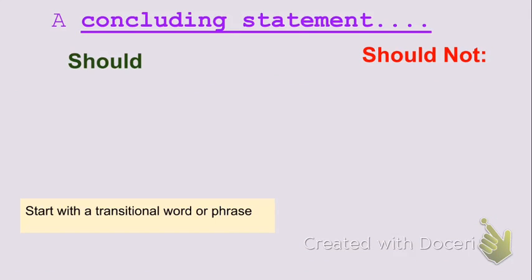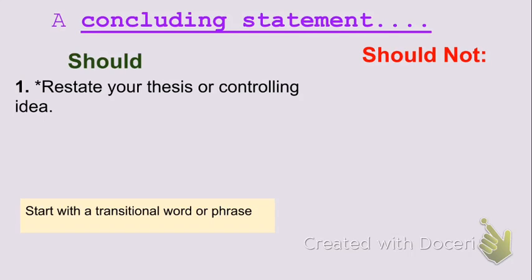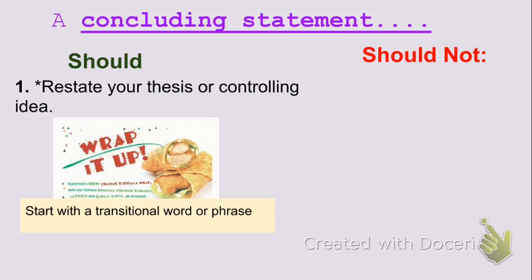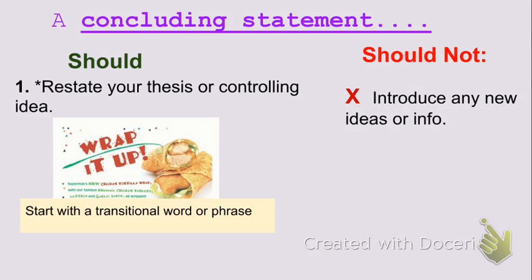The important thing to remember about a conclusion statement or a concluding statement is that it should restate your thesis or controlling idea, wrap up what you're trying to say, and also usually start with a transitional word or phrase. One thing that a concluding statement should not have is any new information. You don't want to introduce any new concepts, support, or ideas that you haven't already discussed in the body of your paragraph.